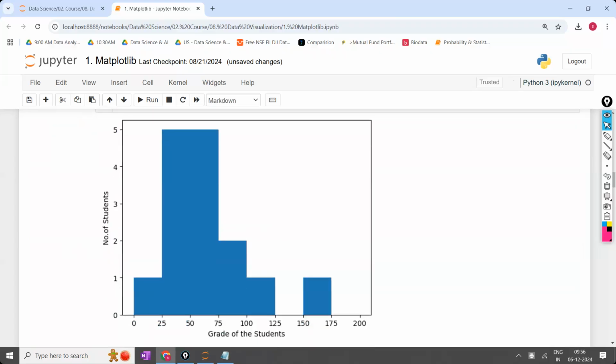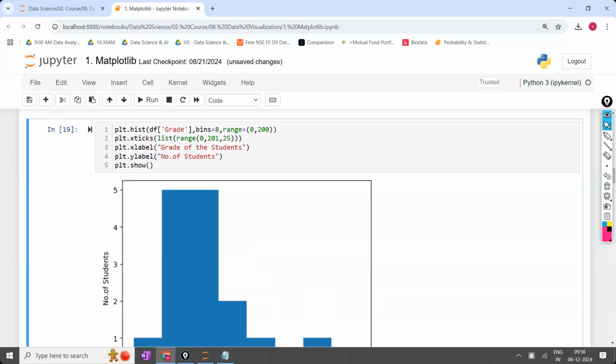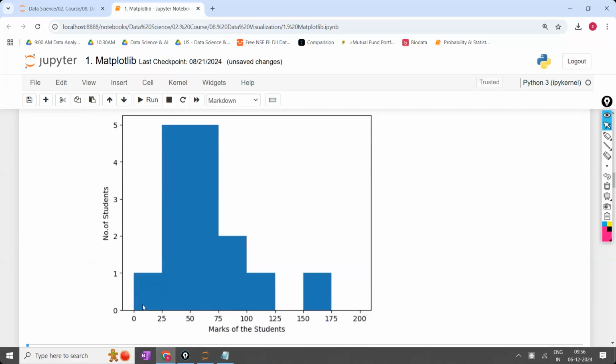So now, if you save this plot, it will have meaning, so that they'll understand, okay, grades of the students. Grades or marks. Okay, marks of the students. One student has got between 0 to 25, 25 to 50 some students, 50 to 75 five students. From this we can clearly understand that more number of students falls between 25 to 75. That is the observation analysis.